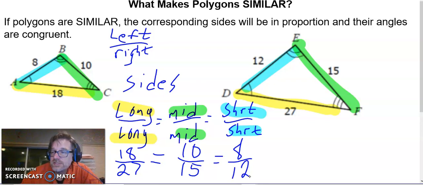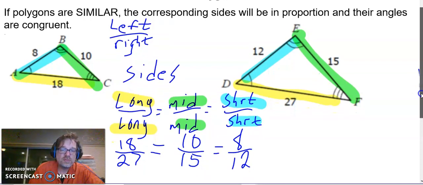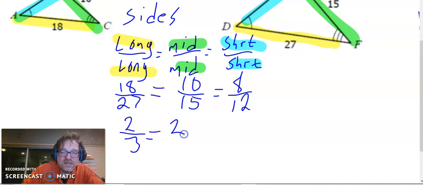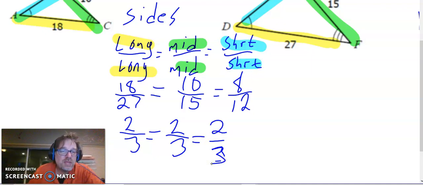Now, if you look at these, let me see if I can scroll down here. When we look at these, let's reduce these fractions. 18 over 27, I can divide both of those by 9 and get 2 over 3. 10 over 15, I can divide both of those by 5 and I can get 2 over 3. I can divide both of these by 4 and again I get 2 over 3. Notice it's the same fraction every time. That means the sides are in proportion. All my sides are in proportion.